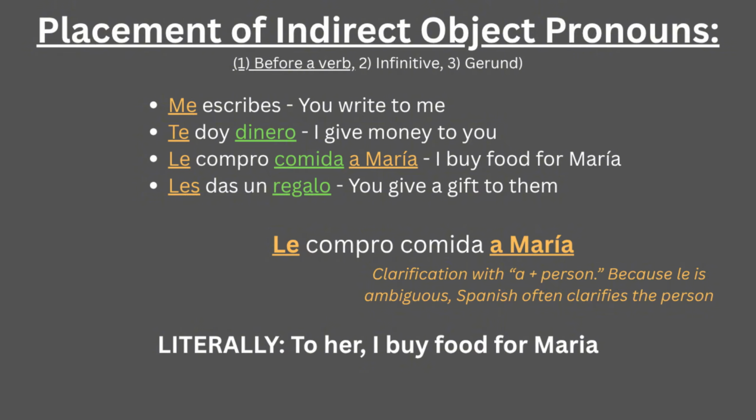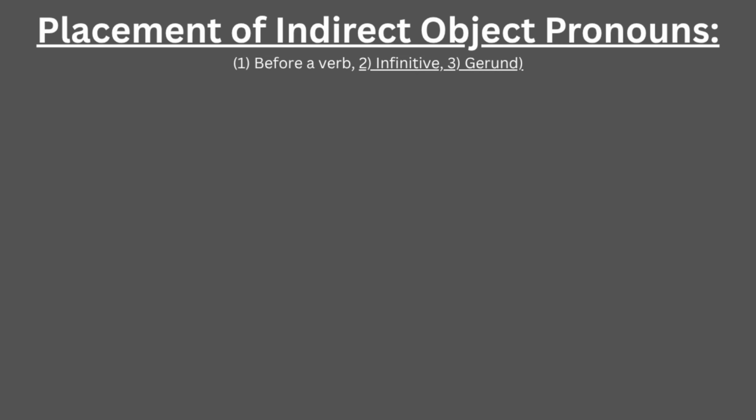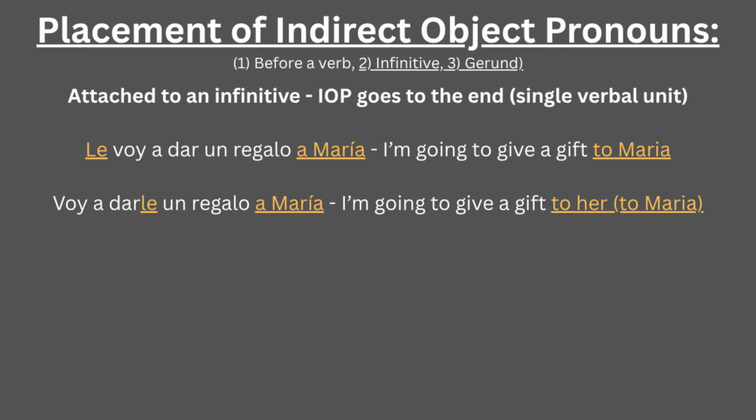Placing such pronouns before verbs is the most common method, but at the same time, they work with infinitives and gerunds the same way. To attach an indirect object pronoun to an infinitive, simply place it as is. We can see an example with a pronoun before and after. Le voy a dar un regalo a María. Voy a darle un regalo a María.